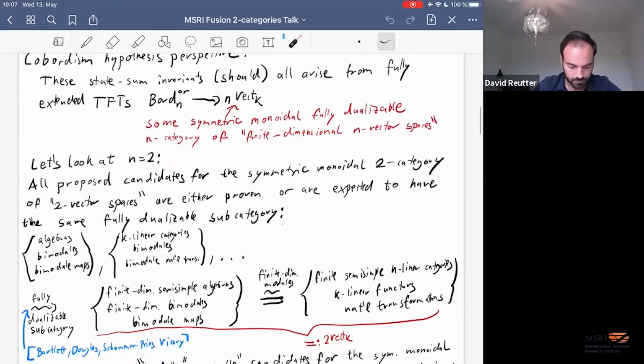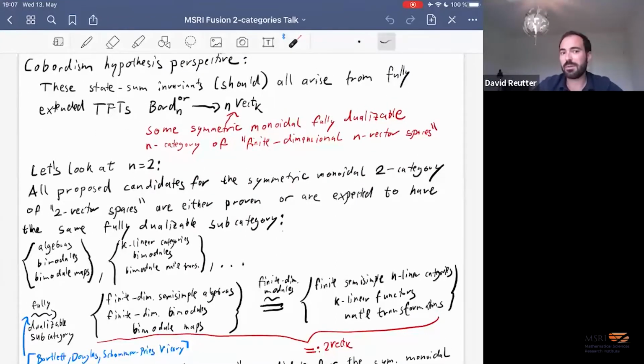What happens in dimension 2 is that all sensible proposed candidates for a symmetric monoidal 2 category of 2 vector spaces are either proven or at least expected or believed to have the same fully dualizable subcategory. So some of these candidates could be, for example, algebras over your field and bimodules and bimodule maps, or k-linear categories, bimodules and bimodule natural transformations. Other examples that come to mind are locally finitely presentable k-linear categories, cocontinuous functors, and natural transformations. For that example, it's not yet proven. It's only proven under the assumption that there's a generator, that there are enough compact projectives.